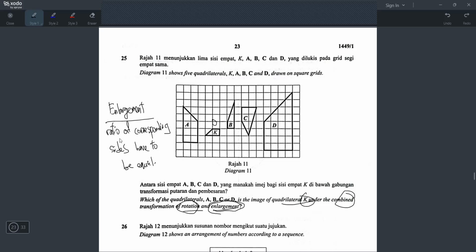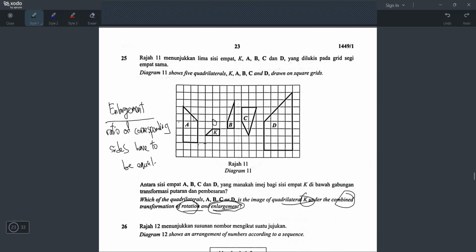All right. What do I mean by ratio of corresponding sides have to be equal? For example, if I take this one, the corresponding side in A will be here, right? So what will be the ratio? It will be 1, 2, 3, 4, 5 divided by 1. So 5 divided by 1, the ratio for these two will be 5, right? But if you look here, this is 2 units, this is 1 unit, right? If you take 2 divided by 1, you will get 2. So can you see the ratio is not equal? Because if it's enlargement, the ratio must be the same. When you calculate scale factor, image divided by object must be the same.